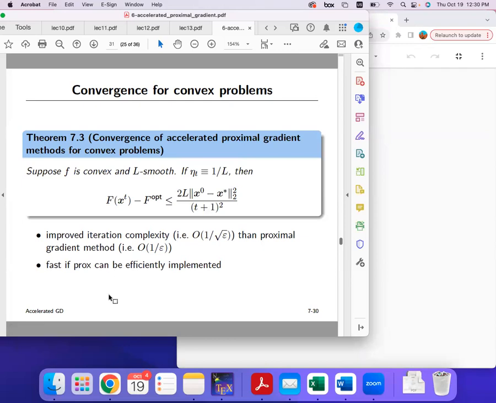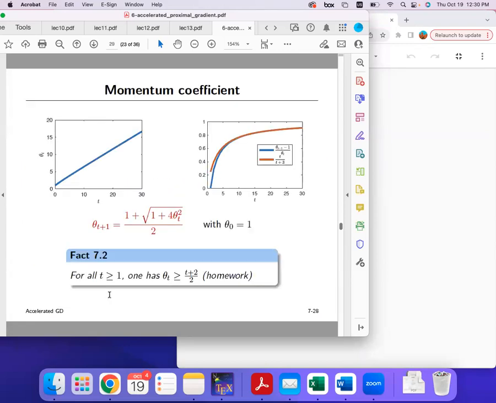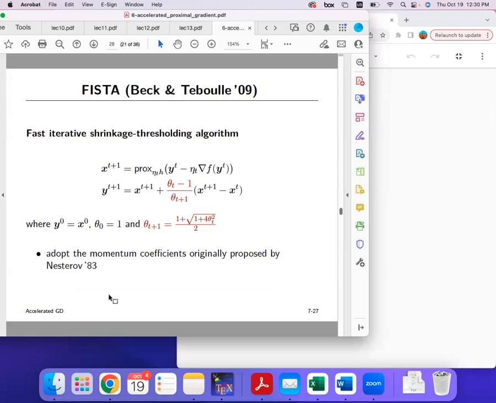Okay, I'm sorry. Basically, this is the algorithm that we discussed last time. There is a proximal gradient step followed by an extrapolation step. And the interesting thing is the choice of this theta t, and we will see how this theta t plays the role in the proof.